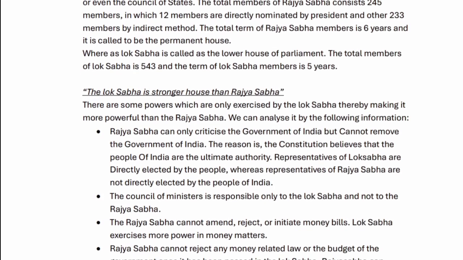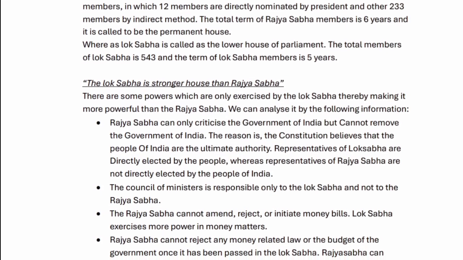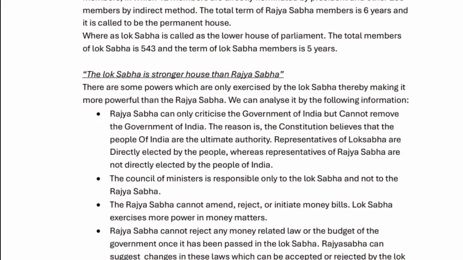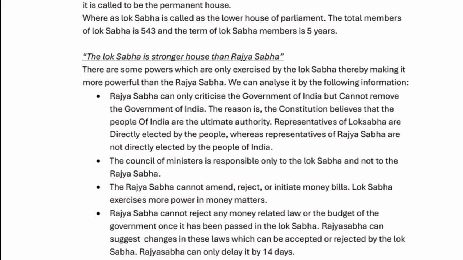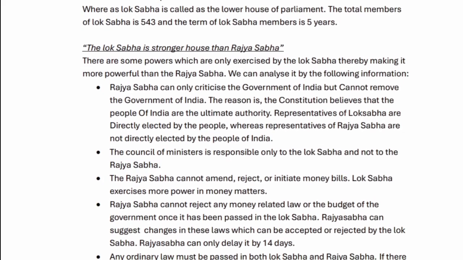Whereas Lok Sabha is called the lower house of Parliament. The total members of Lok Sabha is 543 and the term of Lok Sabha members is 5 years. The Lok Sabha is a stronger house than Rajya Sabha. There are some powers which are only exercised by the Lok Sabha, thereby making it more powerful than the Rajya Sabha. We can analyze it by the following information.